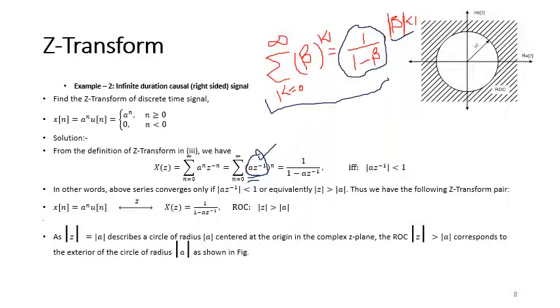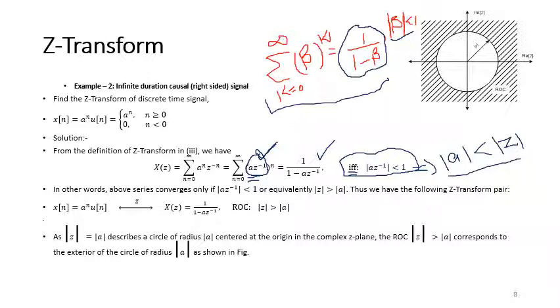So this will result into this, and as I said, it is applicable if and only if the absolute value of this one is less than 1, or we can also write it as the absolute value of a is less than the absolute value of z. So all those values where this is satisfied is basically the region of convergence, right?